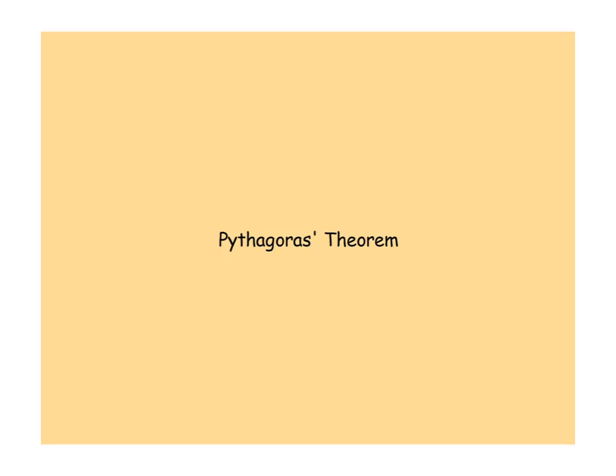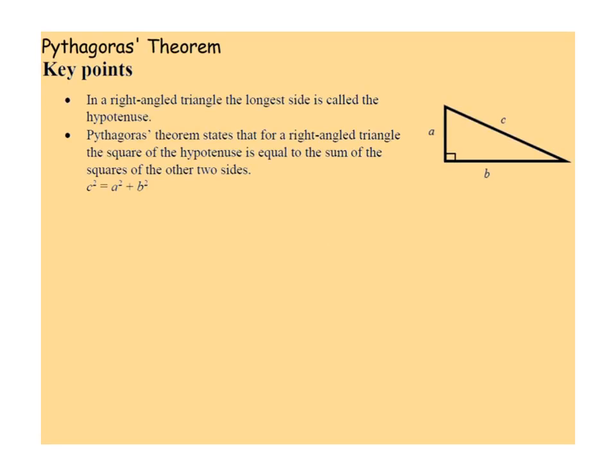Hello, in this video we're going to look at Pythagoras' theorem, and as always we're going to start with the key points. So first of all, in any right angle triangle, the name given to the longest side, which is over here and can be found opposite the right angle, is called the hypotenuse.